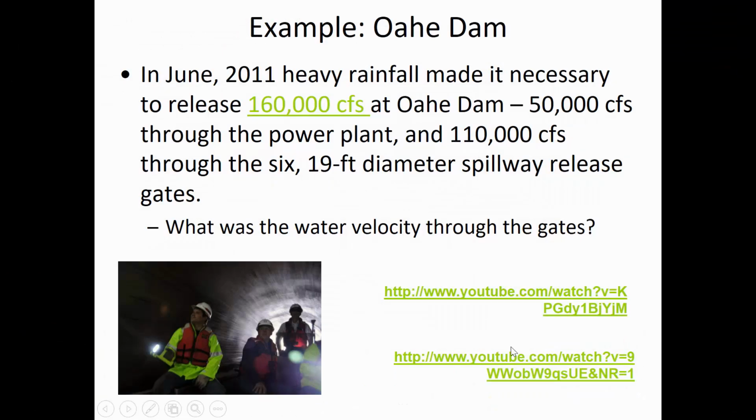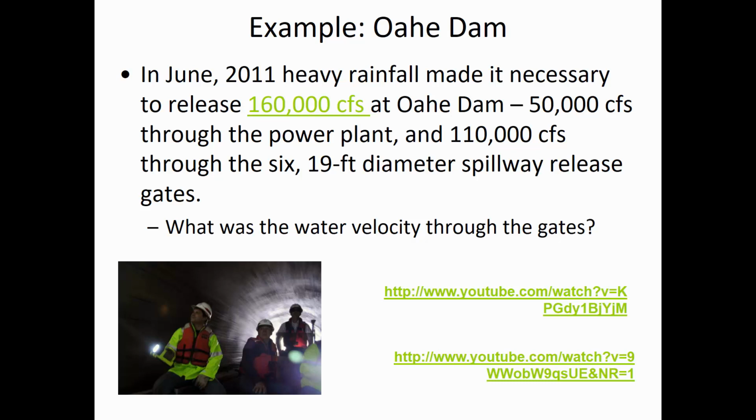All right. So, let's get into the numbers now. We've seen the video. We have 110,000 CFS going through the overflow spillway, that emergency discharge, 50,000 going through the power plant. So that's not what we're focusing on. We're just focusing on the 110,000 through the 6 19-foot diameter spillway release gates. What's the water velocity through the gate is what I'd like you to calculate. So we've got Q equals VA, and we've already established that the Q through each one of those pipes is 18,333 CFS.